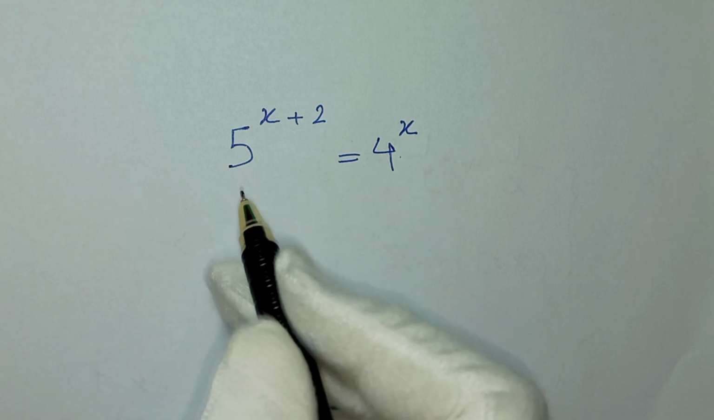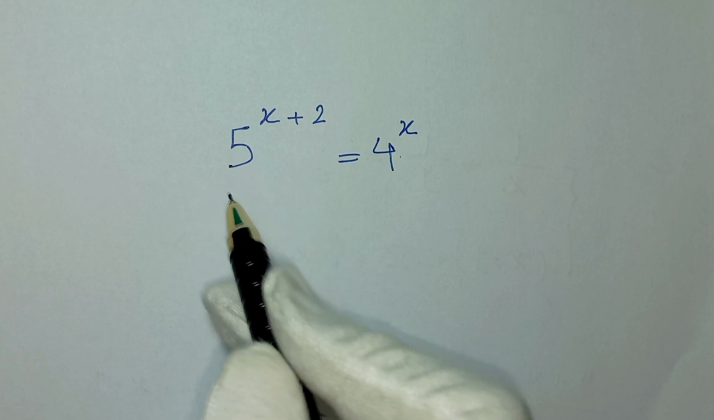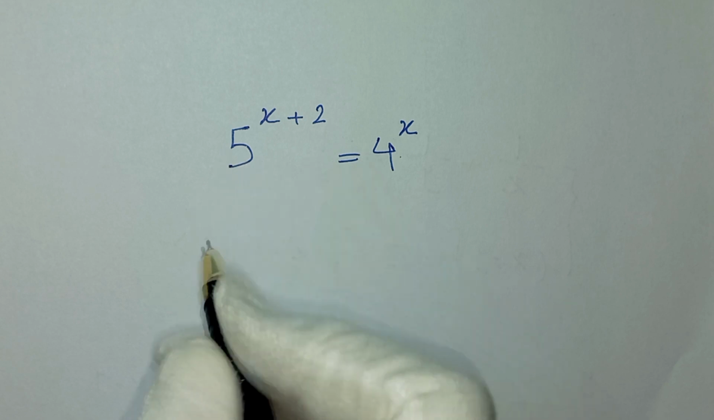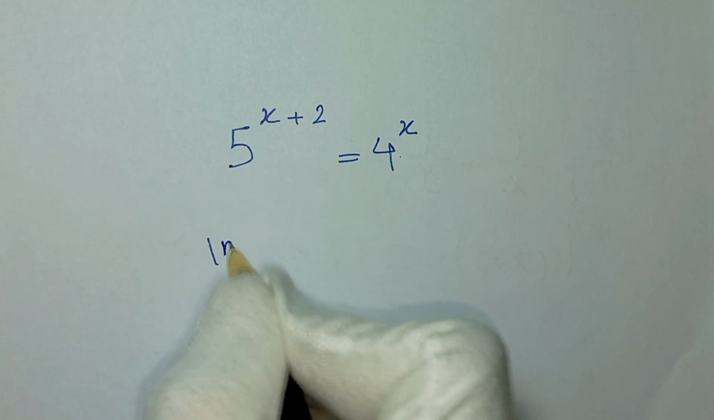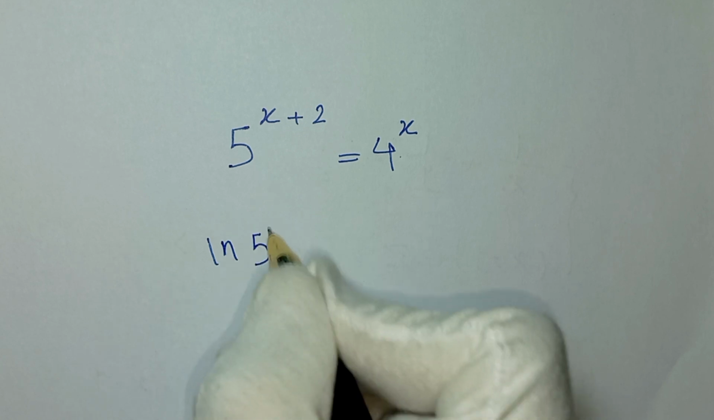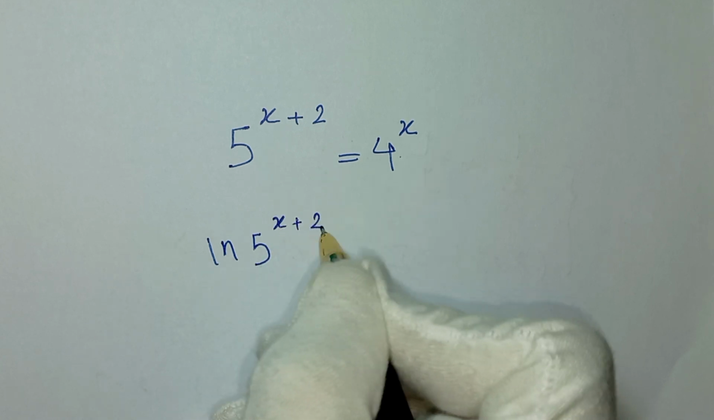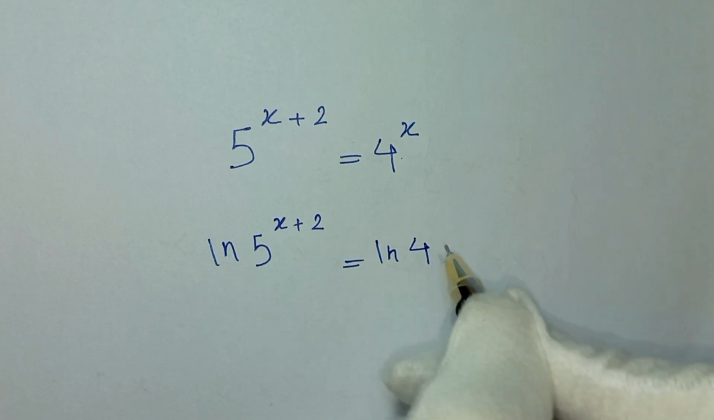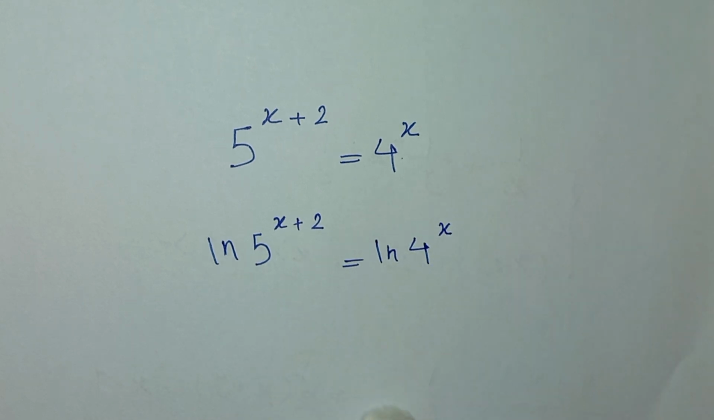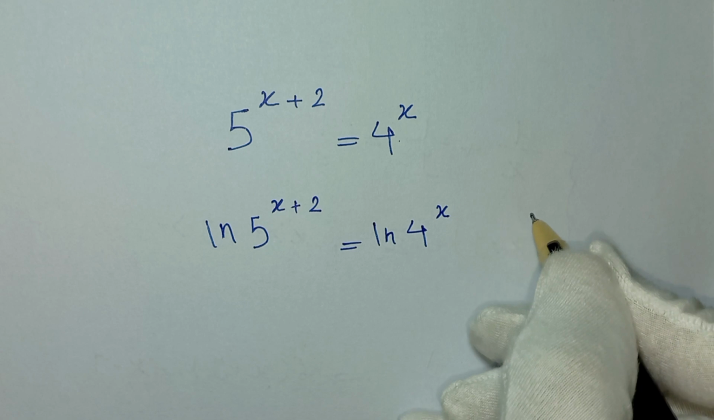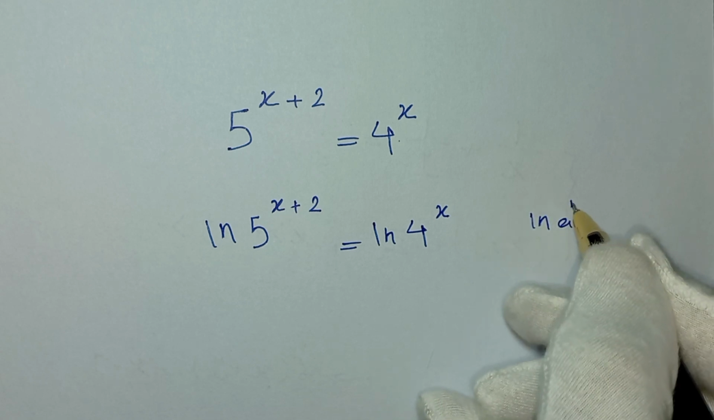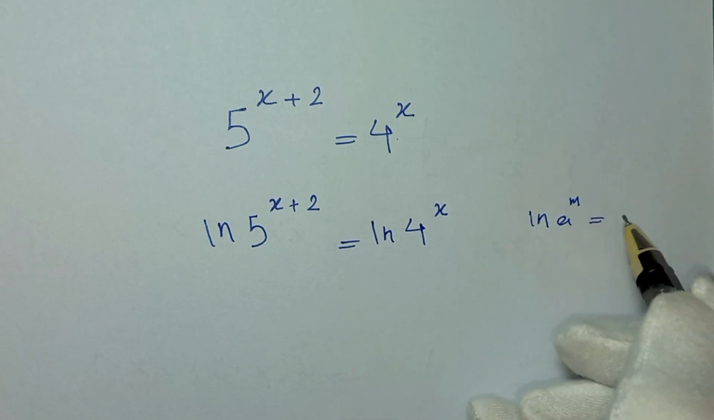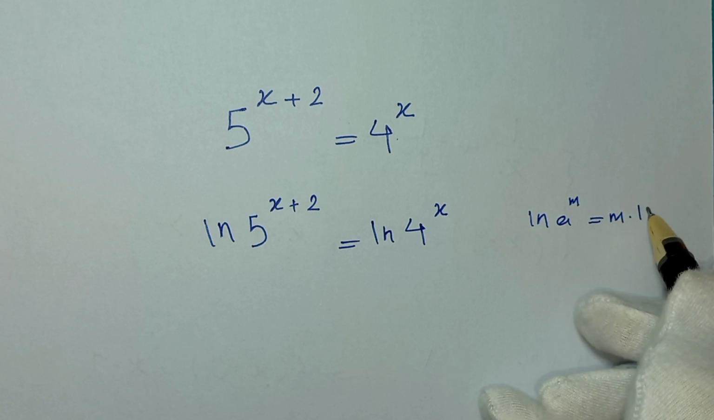In the first step, we start by applying natural log to both sides. So it will be ln of 5 to the power of x plus 2 is equal to ln of 4 to the power of x. And as you know, ln of a to the power of m is equal to m times ln of a.